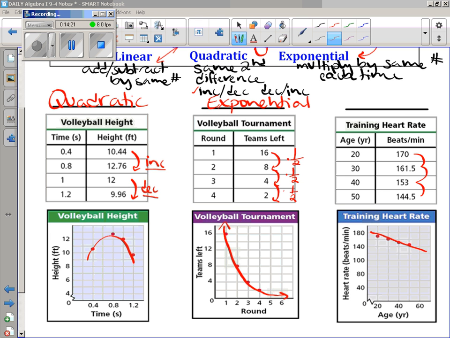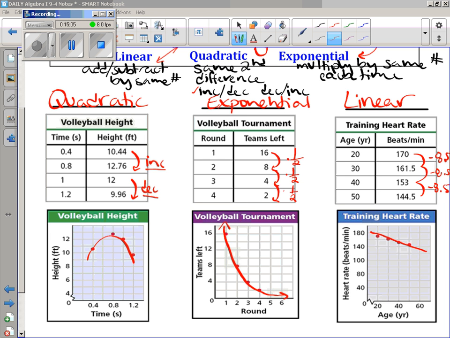So let's see what I would have to subtract from 170 to get 161.5. So I'm going to do in my calculator 170 minus 161.5. That's minus 8.5. So let's see, if I do 161.5 minus 8.5, I get 153. See if I do that again, I get 144.5. So subtracting 8.5 each time gets me my next number. So we have very strong evidence to suggest that this table and this graph is an example of a linear function.